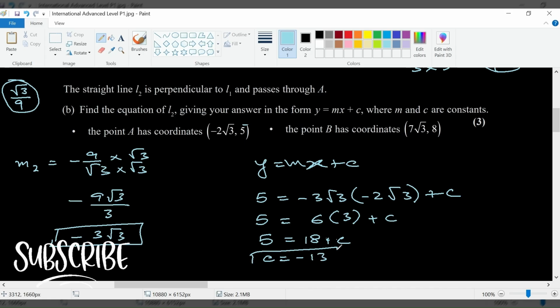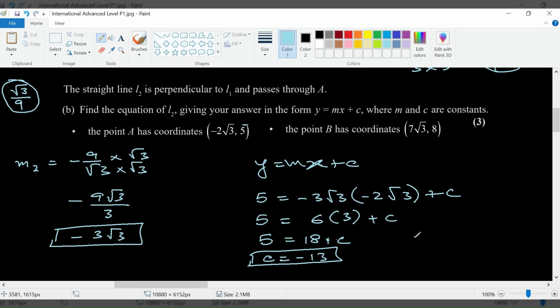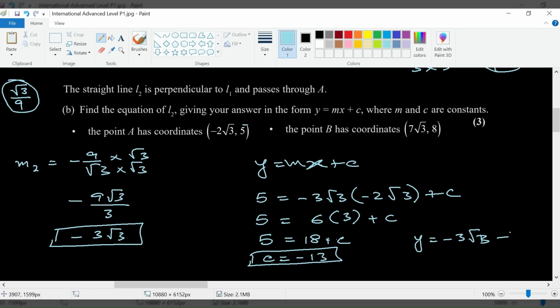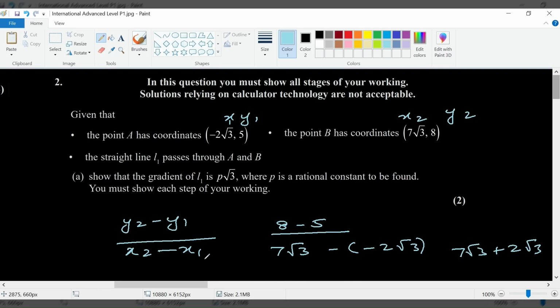So the final equation of L2 is y equals negative 3 root 3 x minus 13. This is the final answer for this question, the equation of L2. Now I'm moving on to question number 3, which is over here.